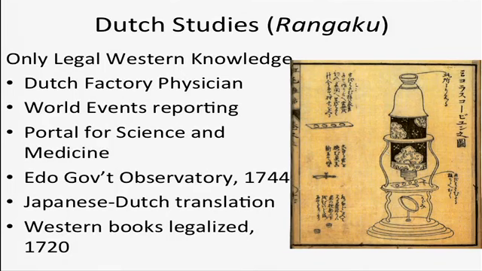The term Rangaku refers to the red-headed Dutch people who were the source of all this knowledge. And it becomes quite a vibrant little subfield in Japan. And the government actually overturns an edict banning Western books in 1720 to, again, keep this window open and alive.